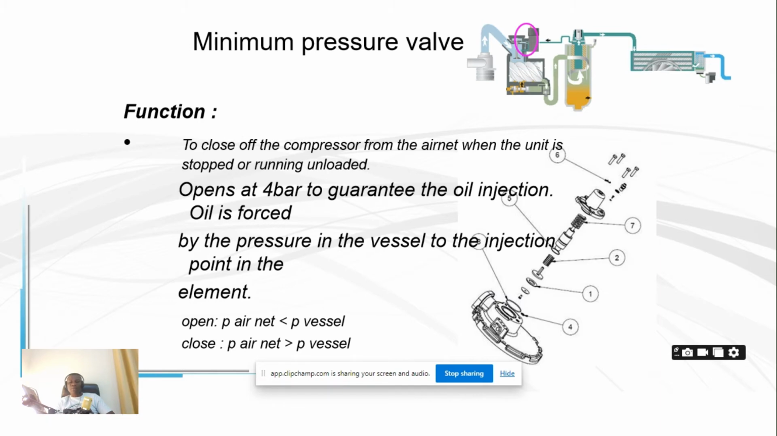Before this spring can be opened, there is a check valve at this point. For this air to push it up and allow air to go out from here to your system, you need to overcome this spring, which is 4-bar. That means that at every point in time, there must be 4-bar of air in the system.